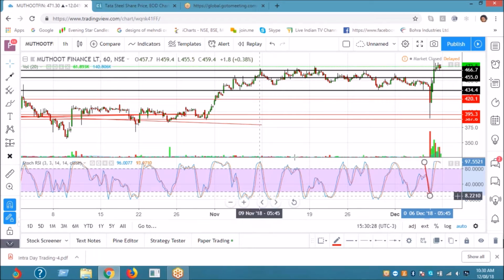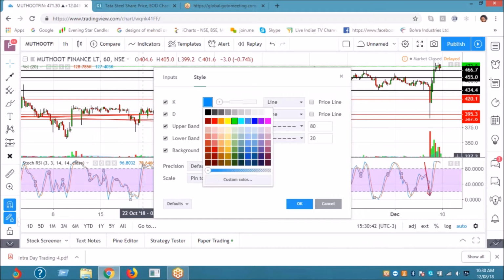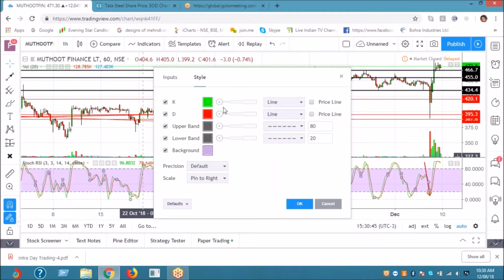So this is at the support point. You can see I've made that line in, and this is the support point. You can see at the bottom it is oversold, moving up. So I'll just make that line darker to help you with this.